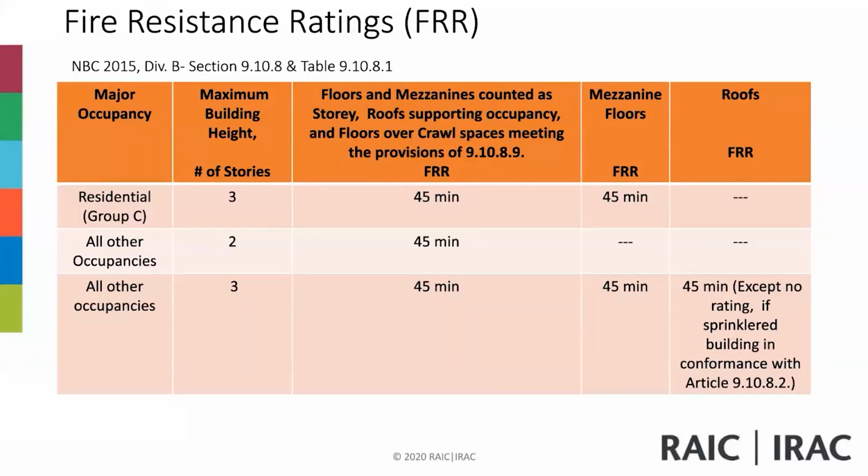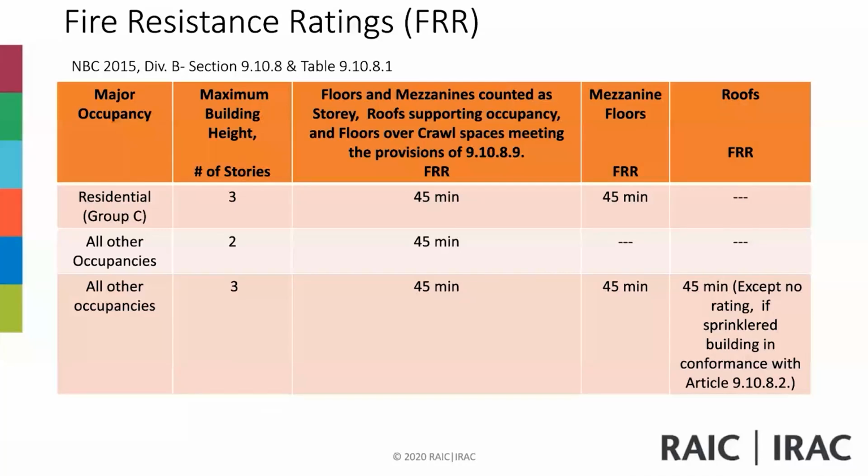We look for major occupancy C. The building maximum height is 3 stories. It's 45 minutes for floors and mezzanines that are counted as stories, roofs supporting occupancies, and floors over crawl spaces meeting the provision 9.10.8.9. And when we look that up, mezzanine floors have a fire resistance rating of 45 minutes, and for roofs, there is no fire resistance rating.